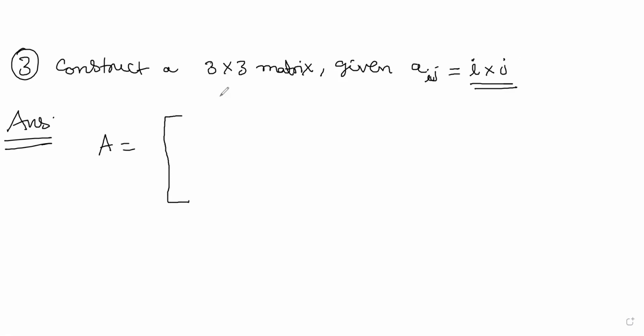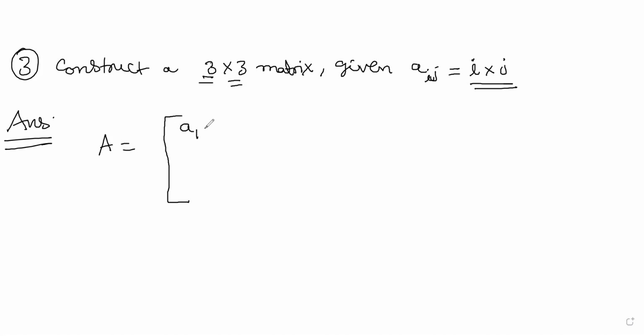So how will the 3 by 3 matrix be written? Can anyone tell me? We need 3 rows and 3 columns, right? So how will it come? Give it a try. How will it come?